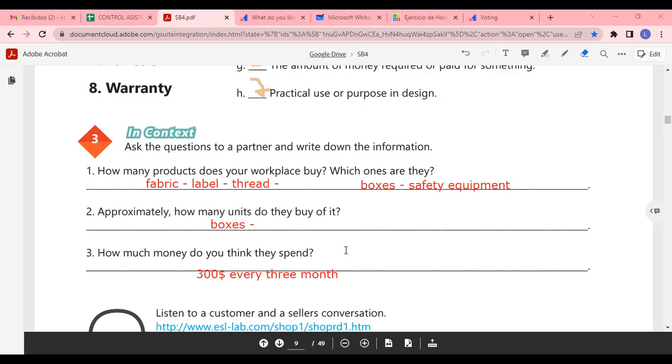Because I need, necesitamos hacer muchas notas. Oh, so you need to make a lot of notes? So that's why. Yes. I love post-its, every time I use them. Yeah, to make notes. It's very important, right? Very good, Miss. Thank you for sharing.